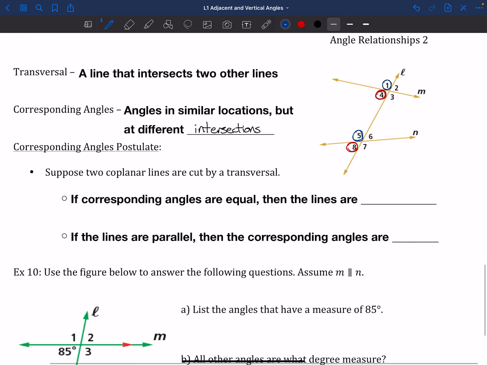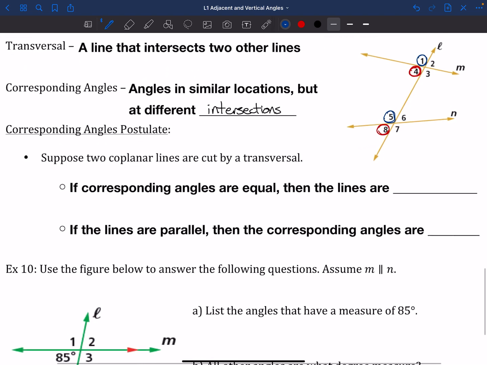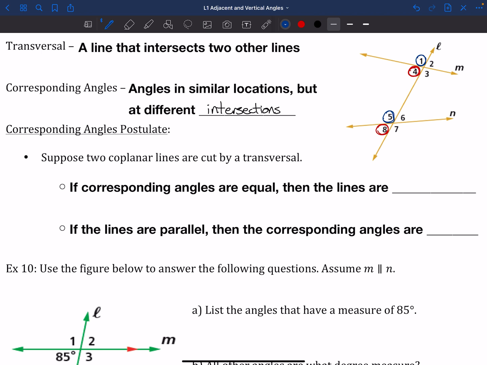So we've got this corresponding angles postulate, and this is a big one. This is something we're going to use quite a bit. Suppose two coplanar lines are cut by a transversal. So you just have two lines cut by the same line all the way through, like that diagram right up above. If the corresponding angles are equal to each other, like if the blue ones matched up and the red ones matched up and they all equaled out, then the lines themselves are parallel.